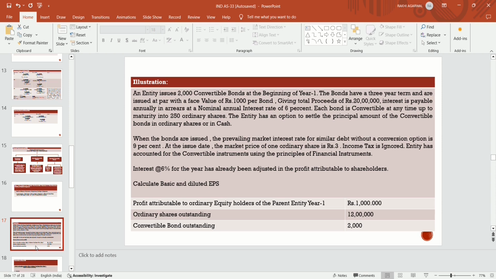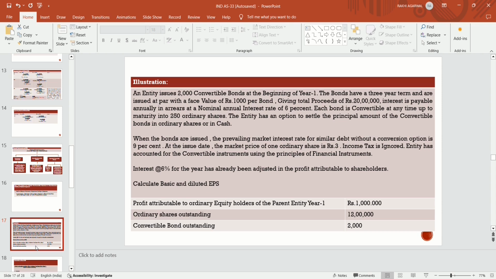When the bonds are issued, the prevailing market rate for similar debt without a conversion option is 9%. At the issue date, the market price of one ordinary share is rupees 3. Income tax is ignored. The entity has accounted for the convertible instrument using the principles of financial instruments. The interest rate, that is 6% for the year, has already been adjusted in the profit attributable to the shareholders. Now we have to calculate the basic and diluted EPS.